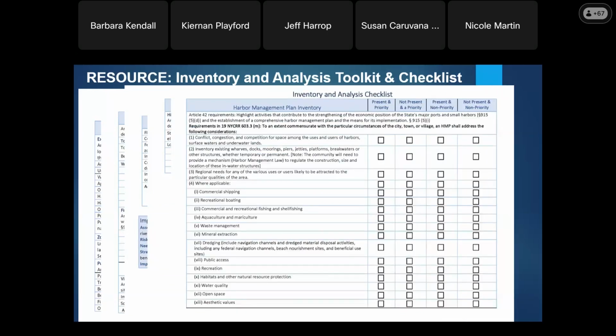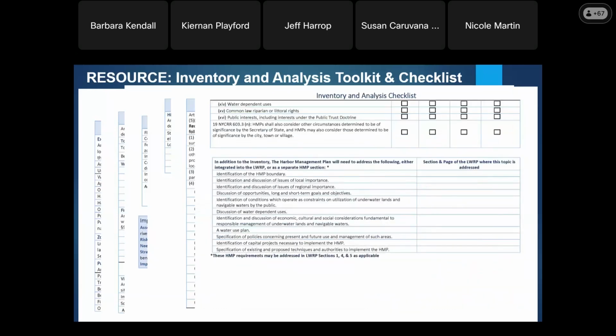And then another page is the Harbor Management Plan Inventory. This is a required component of the LWRP. So you'd want to go through again and make sure you're addressing each of these areas. But then you again would determine if it's a priority or not priority, if it's present, not present. So this is really important. So again, we feel this tool will be very helpful for the community to use. And we are going to get into further detail about the Harbor Management Plan elements at the end of today's presentation.